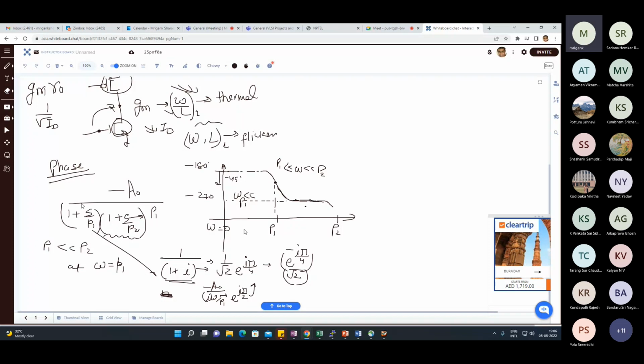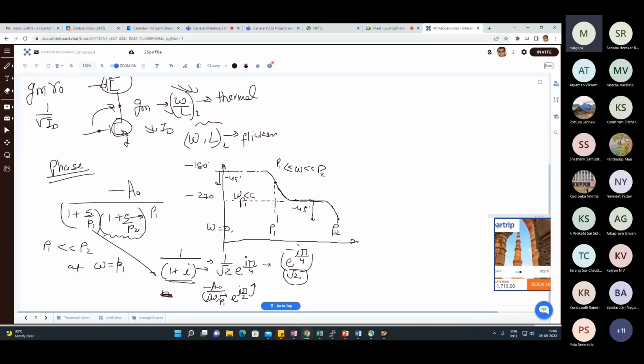Only thing is I probably need to shift the axis down. So let me shift the axis down. Let me keep the axis here. So exactly at P2, what will happen? It will further go down, again another shift of minus 45 degree.